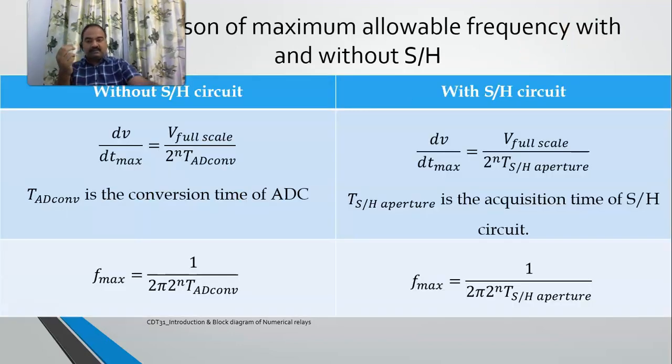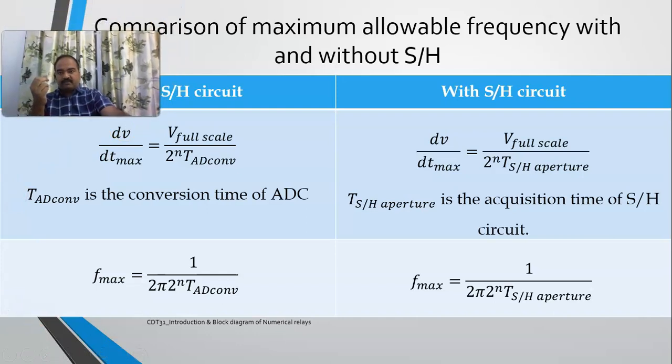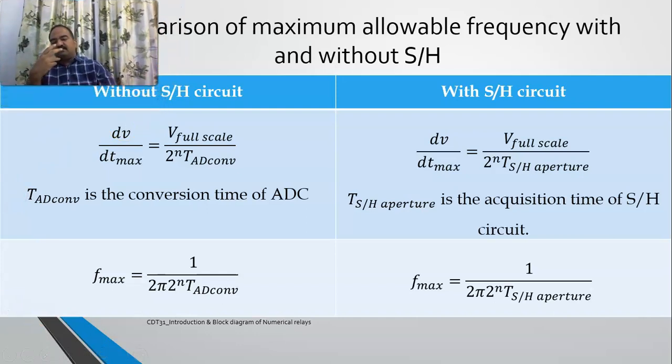So now let's see a simple comparison of maximum allowable frequency. As I already told you, the sample and hold circuit will improve the maximum allowable frequency. Now let's see how this actually works. This is a simple example, not there in your syllabus, but you should know as an electronics engineer. See, this is the maximum dV by dt which your system can withstand, right? This dV by dt for your signal is dependent upon V full scale, what your meter can record, divided by 2 to the power of n. This is an empirical formula, where this time is nothing but the conversion time of your ADC.